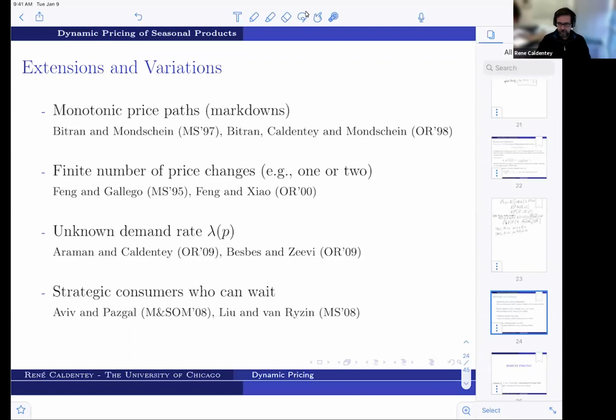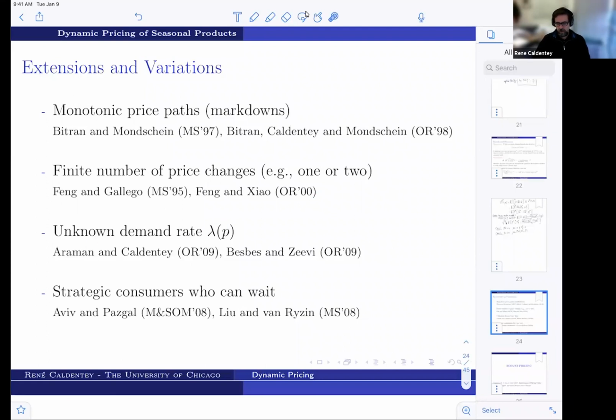And so you have papers that have looked at what happens when you have monotonic prices, a monotonic price path, right? So prices that can only be markdowns. And this is the paper that got me started doing this when we were looking at those types of issues. Then people have looked at what happens when you have a limited number of price changes, maybe 1 or 2 only. And so here you have some references. If you're curious about that, that will tell you how to think about adapting this methodology to that case.